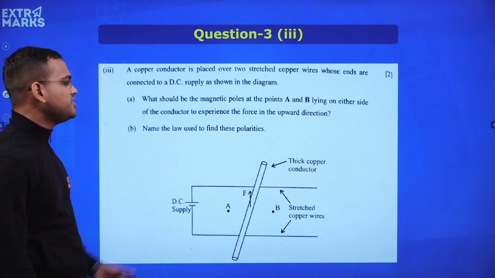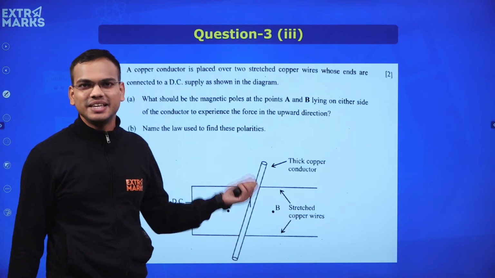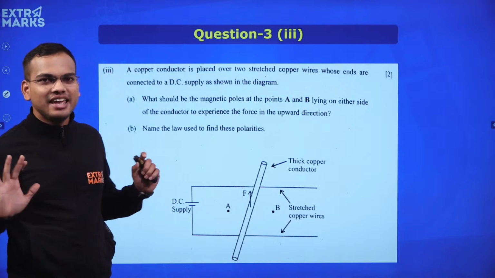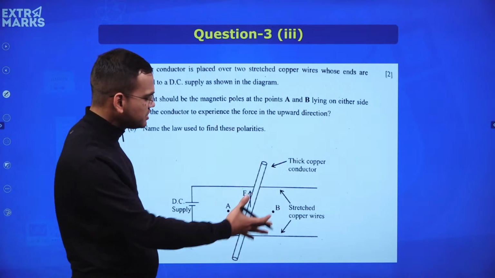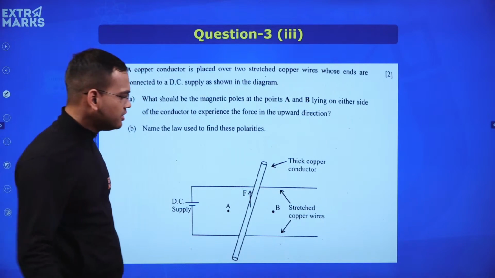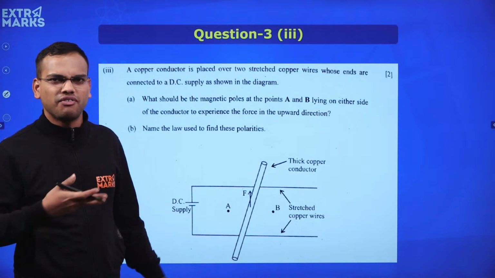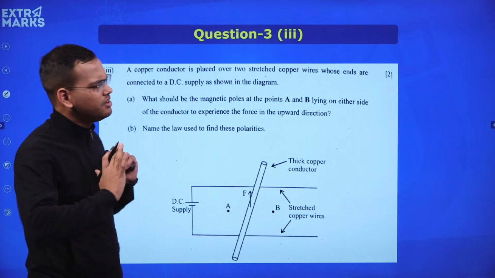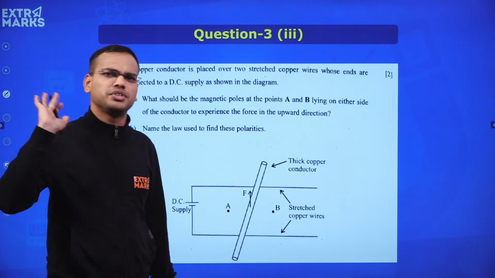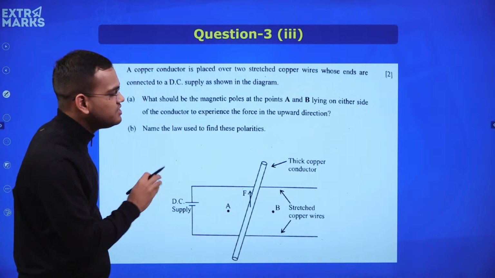Now let's move on to the next question, which is a very easy question. It feels scary. This huge diagram is given. I'm not understanding anything. Is this a rod or a conductor? What exactly is this? Sir, this is the toughest question, I'll leave it. No, this is a very easy question.